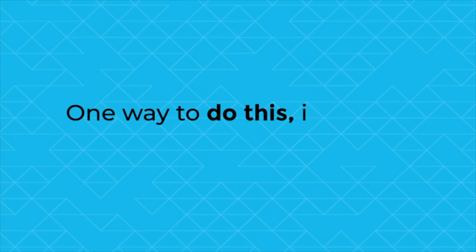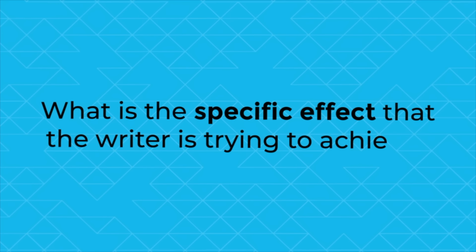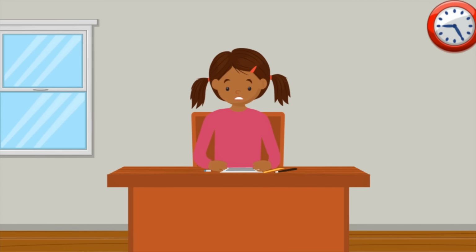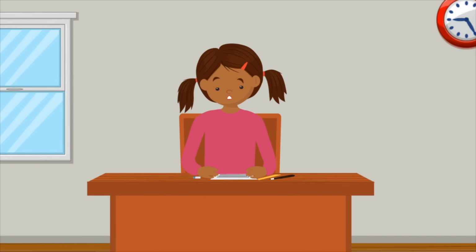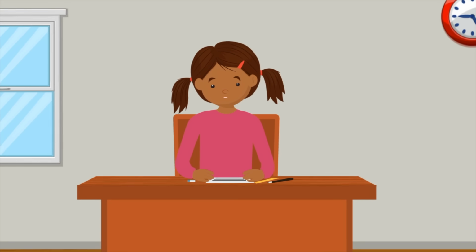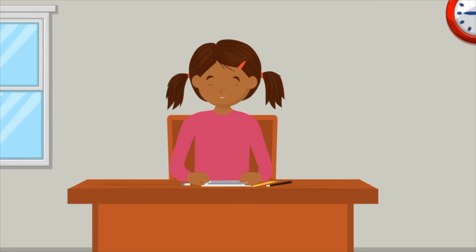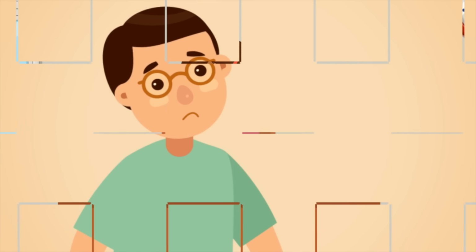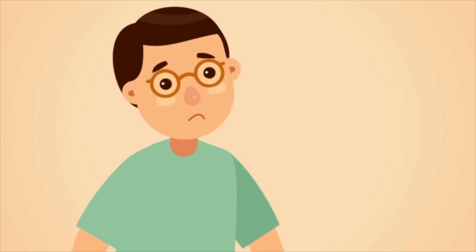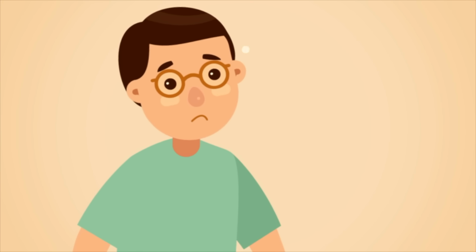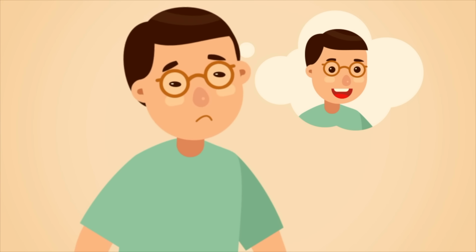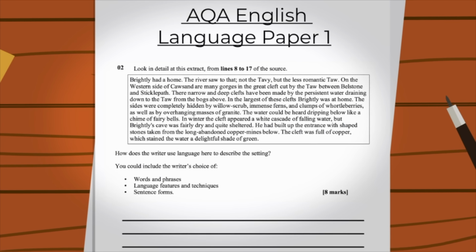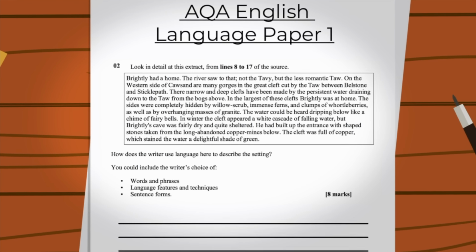One way to do this is to read the extract and ask yourself, what is the specific effect the writer's trying to achieve? Now, sometimes it might be an emotional effect, like creating a sense of fear or mystery, and sometimes it might be something else, like revealing something key about a character. And it's not necessarily only one thing. For example, an extract might use contrasting positive and negative language to symbolise the contrast between a character's dreams and their reality. So let's look at the extract and ask ourselves, what is the specific effect the writer's trying to achieve?